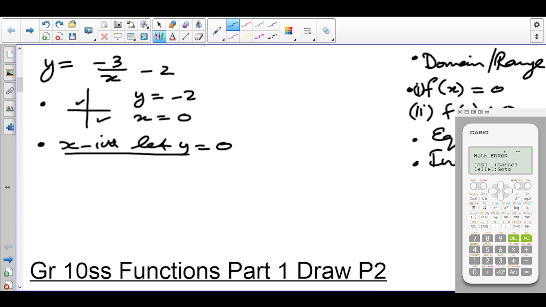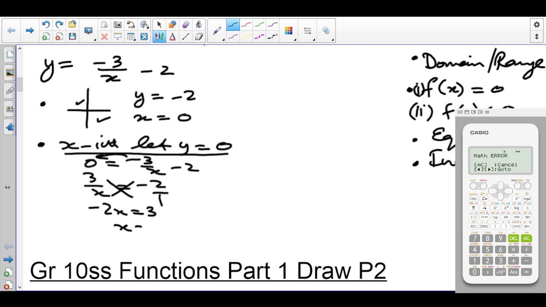Y equal to 0. So 0 is equal to negative 3 over x minus 2. To get over the equal sign, it becomes 3 over x equals negative 2 over 1. Cross multiply, negative 2x is equal to 3. X is equal to negative 3 over 2. And this is enough information to draw the graph. If you go with the y-intercept, you will get no solution, an undefined answer there. So what do I do now? We can draw the graph.